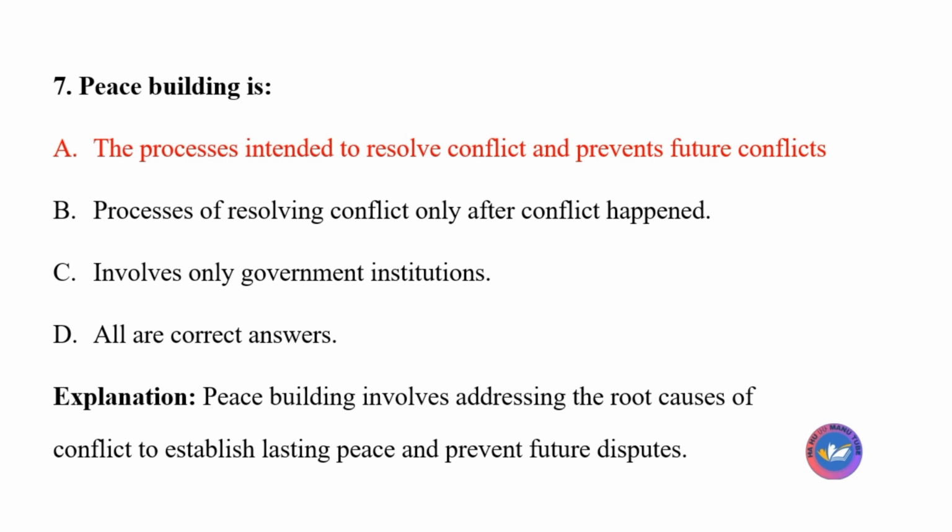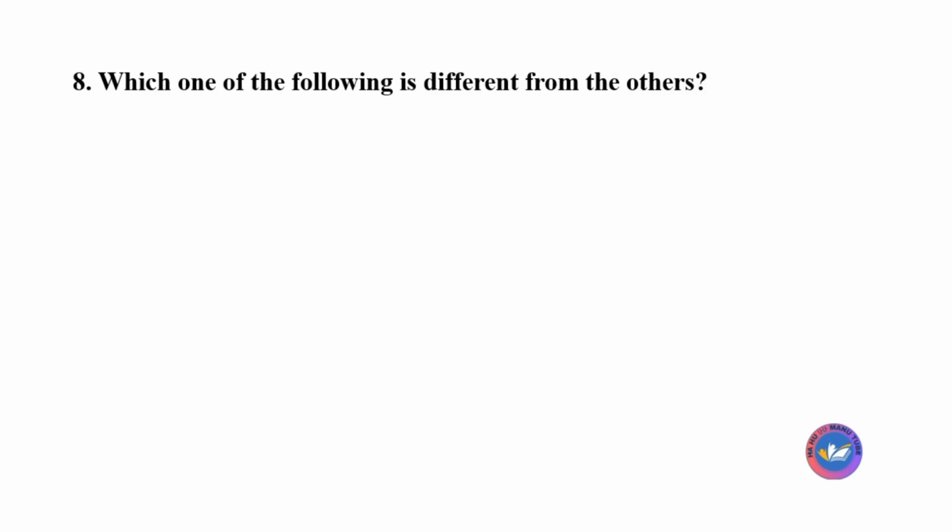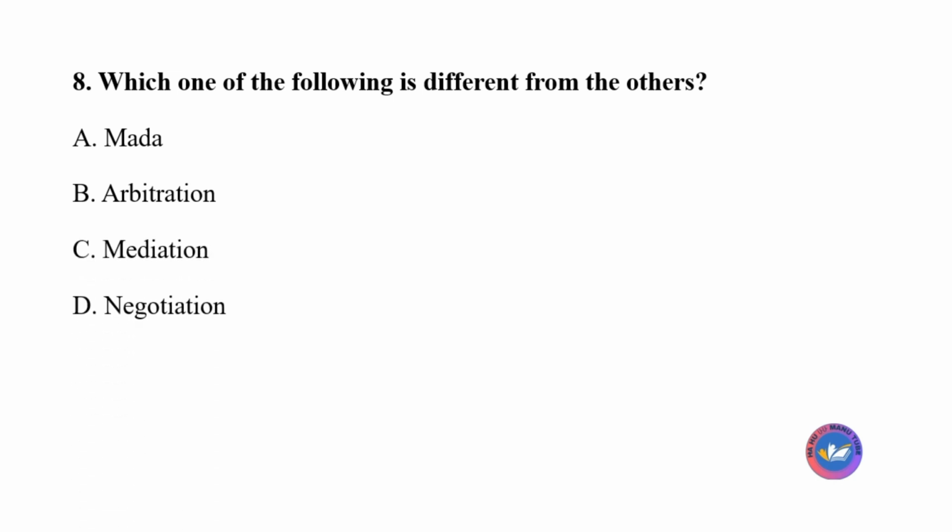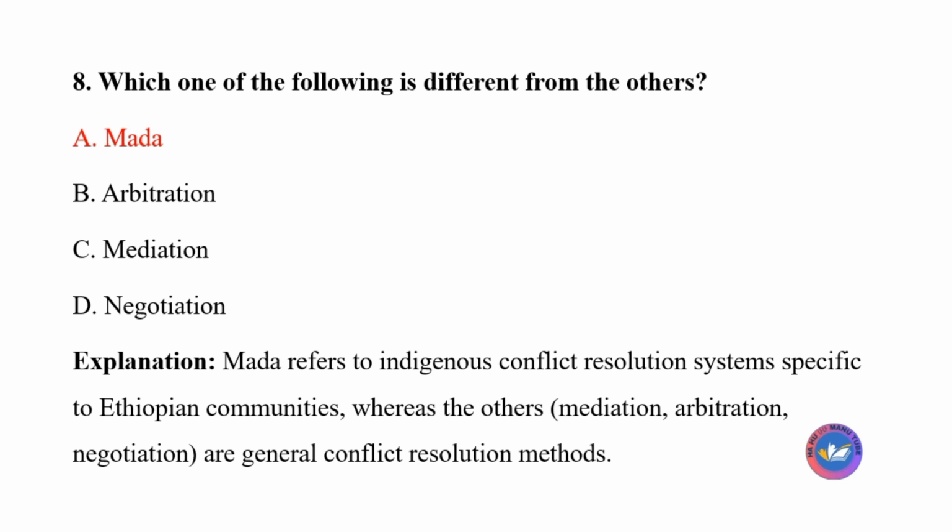Question number 8. Which one of the following is different from the other? A. Mada. B. Arbitration. C. Mediation. D. Negotiation. The answer is Mada. Mada refers to an indigenous conflict resolution system specific to Ethiopian communities, whereas the others, mediation, arbitration, negotiation, are general conflict resolution methods.